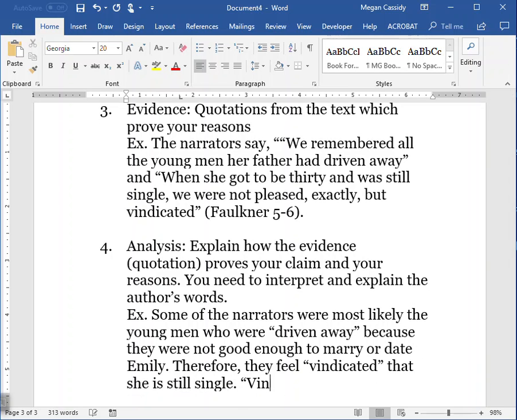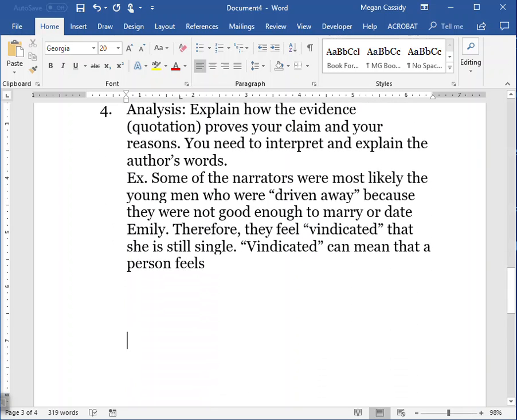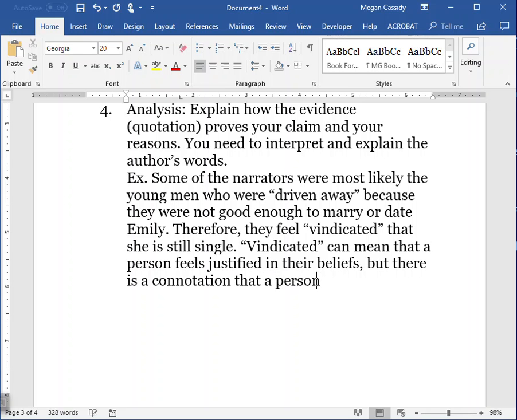The word vindicated is interesting. Vindicated can mean, I can put the quotes there, that a person feels justified in their beliefs, but it has sort of a connotation. Connotation means those things that we associate with the word. There's a connotation that a person is somehow kind of like getting revenge by being right.